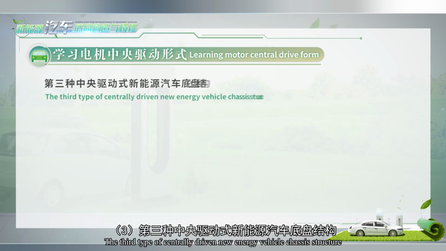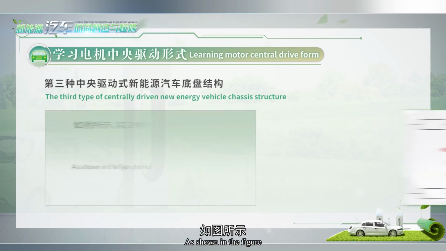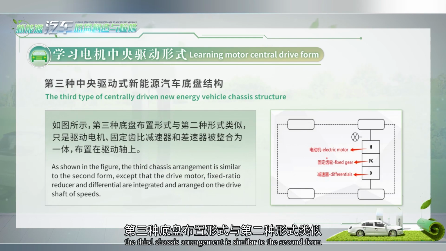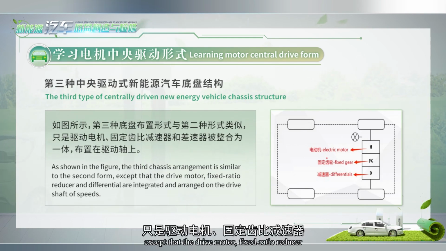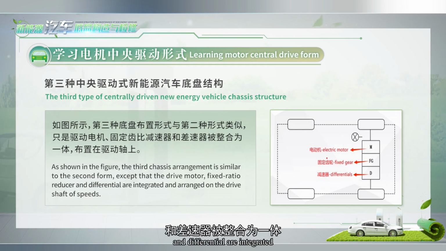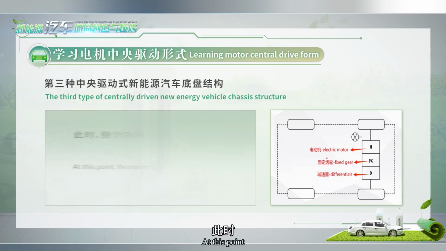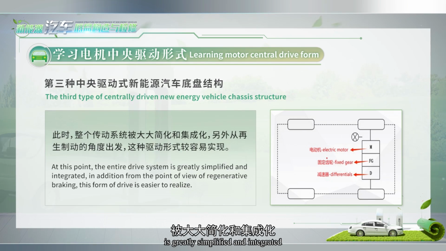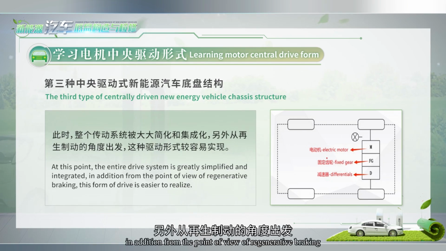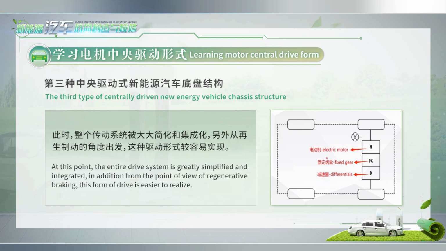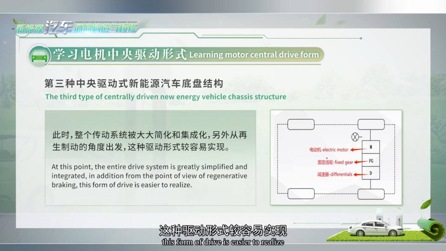3. The third type of centrally driven new energy vehicle chassis structure, as shown in the figure. The third chassis arrangement is similar to the second form, except that the drive motor, fixed ratio reducer, and differential are integrated and arranged on the drive shaft. At this point, the entire drive system is greatly simplified and integrated. In addition, from the point of view of regenerative braking, this form of drive is easier to realize.